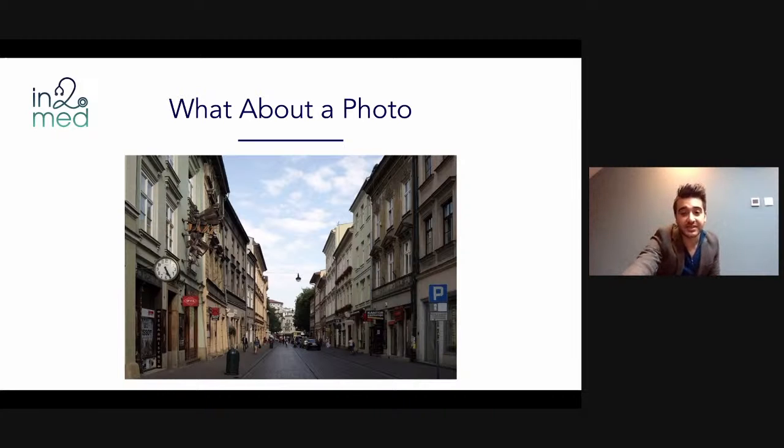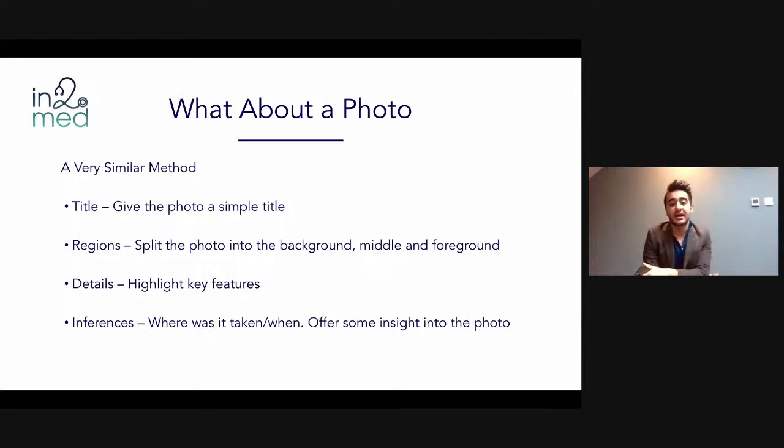So for photos, we have a similar method, and it's just 4 things. Title, which is the same as last time. Regions, and that's what I mean, just describe what you see in the background, middle, and foreground, and use those terms. Any key details, and then you can offer your explanation or your inferences. Where was it taken? Offer some insight into the photo.